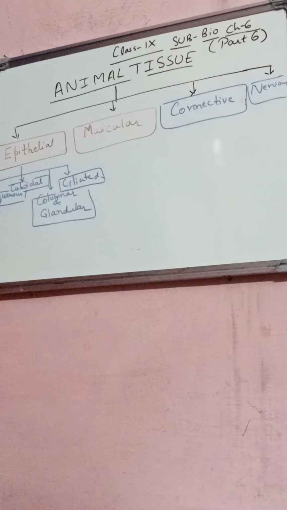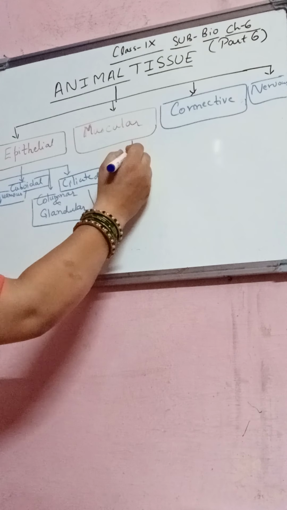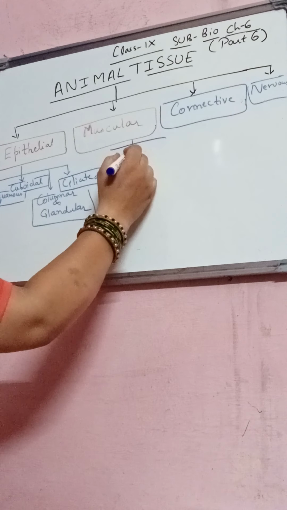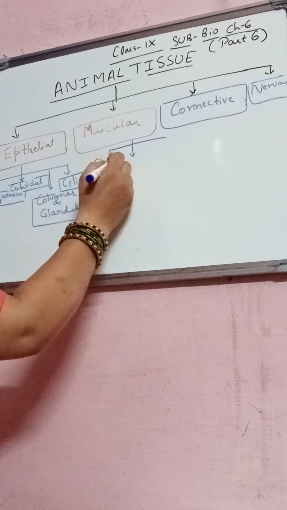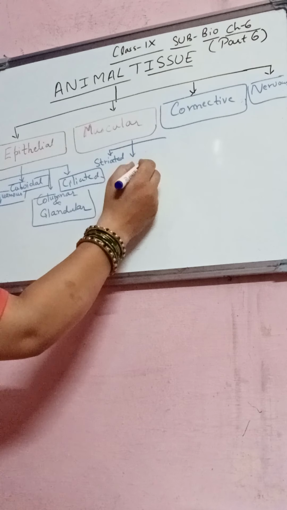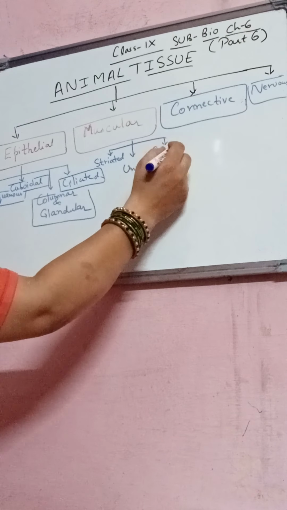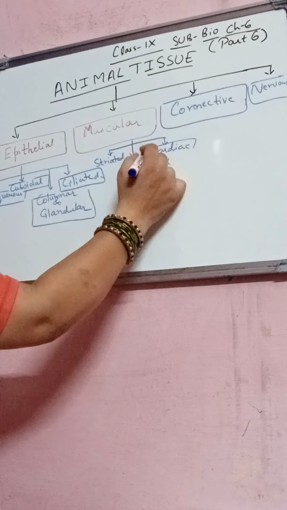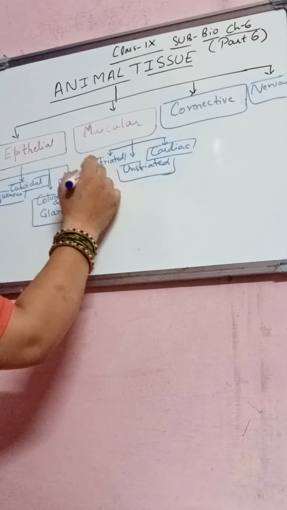Now muscular tissue is again classified into 3 types, that is striated, unstriated and cardiac. Striated, unstriated and cardiac, right? So these are the 3 types of muscular tissue.